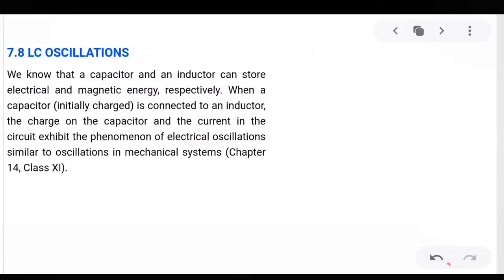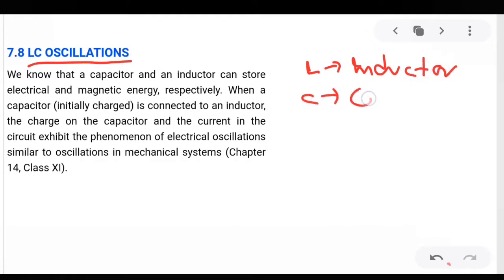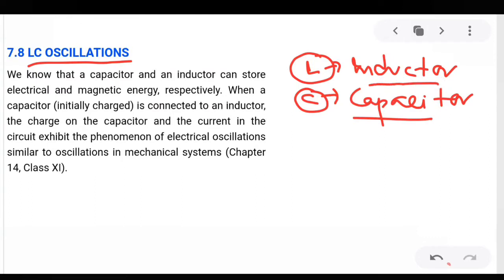Hi everyone. In this video, we are going to learn about LC oscillations. L here means inductor and C means capacitor. Now, LC oscillation doesn't mean oscillations of the inductor and capacitor, but it means the energy which is stored in the capacitor and inductor oscillates. Like what happens, you have a capacitor and an inductor.